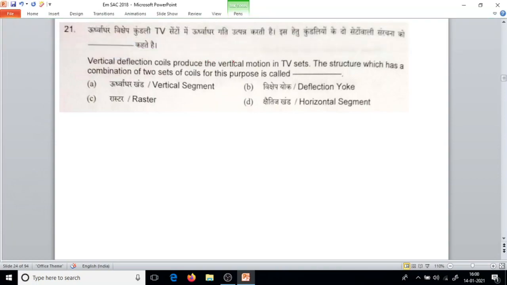Vertical deflection coils produce the vertical motion in TV sets. The structure which has the combination of two sets of coils for this purpose is called the deflection yoke. In olden day TVs, we could see two coils mounted on the neck of the CRT. That is the deflection yoke. So we'll go to the next question.